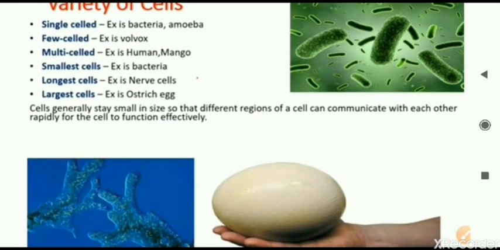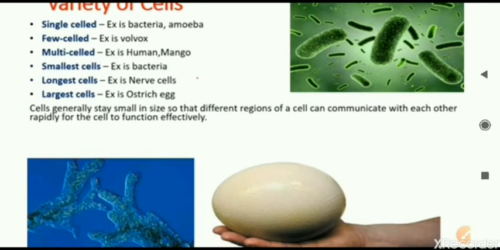Next one is few celled, means they are not many in number but few celled. The example given here is volvox, that is an example of a few celled organism. Next one is multicellular. Multicellular, like our own body, is a group of millions of cells. So that is human beings. Even different living things around us are multicellular organisms.